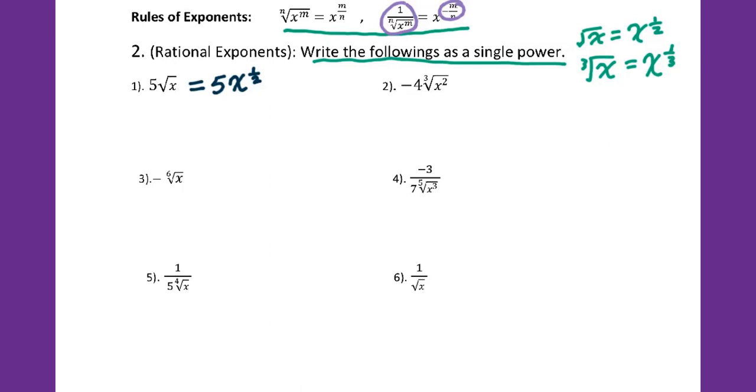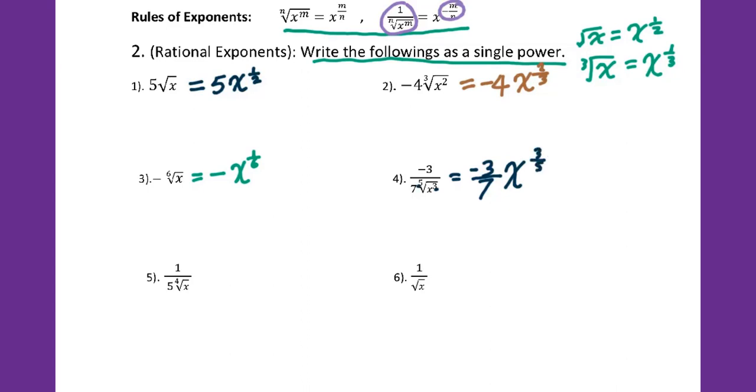For number 2, you will get -4 as the coefficient. Then x, you will get 2/3 power. For number 3, negative sign, then x, you do 1/6 power. Let's go to number 4. The coefficient is -3/7. Then x, you will do 3/5.